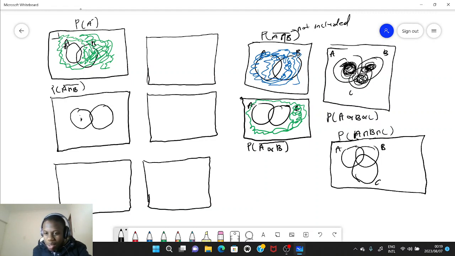But let's look at this part. This part is where all of my circles intersect. They intersect at this portion, which means I am considering this portion. This is the portion that I'm looking for, where all of them intersect.